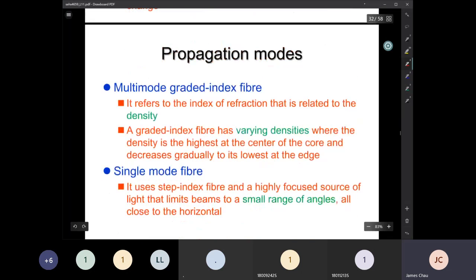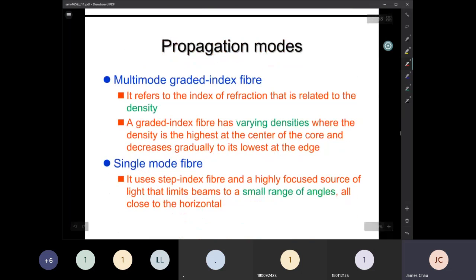Now, we have another type. Now we have the graded index fiber. In this fiber, we find that the refractive index relates to the density of the core, because the core is allowed to have a varying density. It changes its density from the highest at the center of the core and gradually decreases to the edge. So the density varies in the fiber.